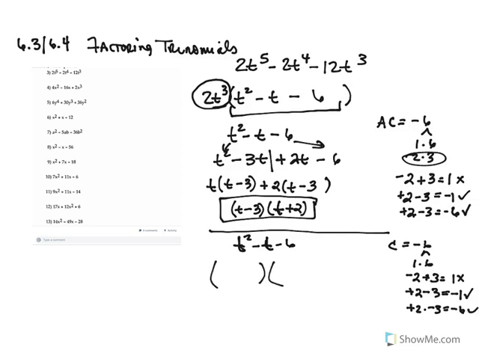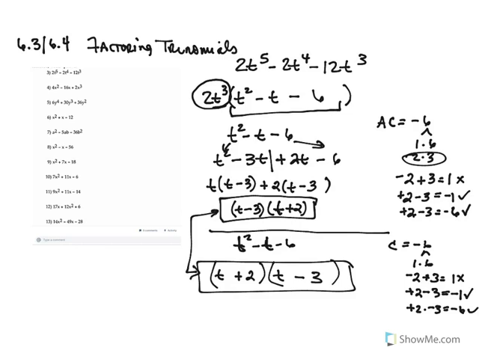But in 6.2, we learned, hey, if your a is 1, you can just go straight to your 2 sets of parentheses. My t squared is t and t. And then my numbers are a plus 2 and a minus 3. Oh, what? So I have the same answer, right? But a different method. So you have to choose what you're comfortable with.